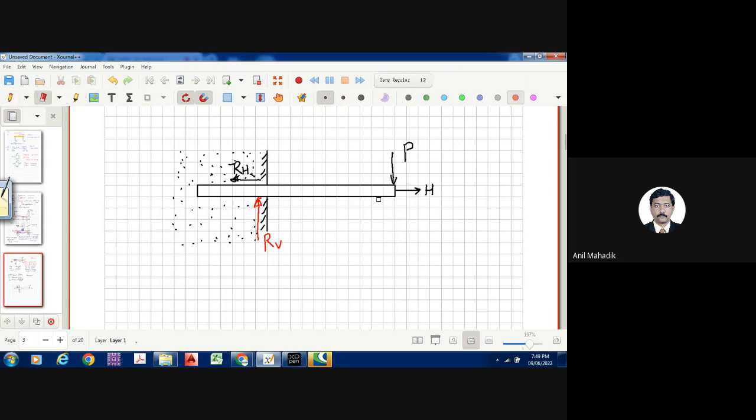Now let me remove this for the time being. Oh, let it be. Okay. What will happen to this now? There will be moment reaction also. It will try to bend. Will it try to bend? Yes. Now, as I already told you, when it rotates, will it rotate?